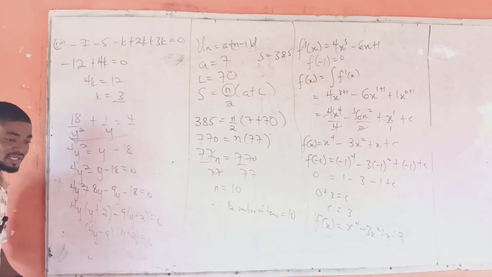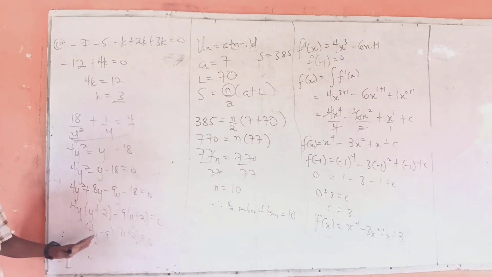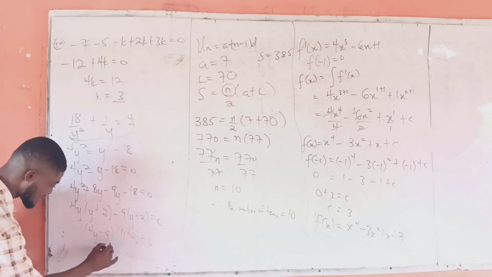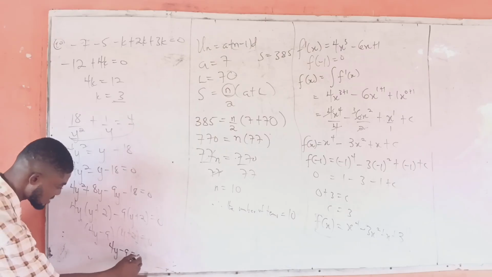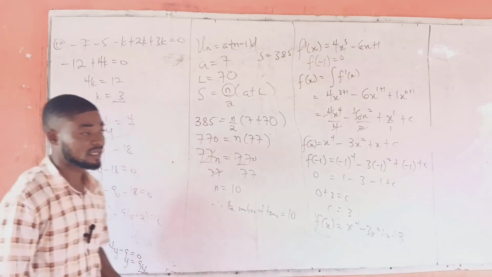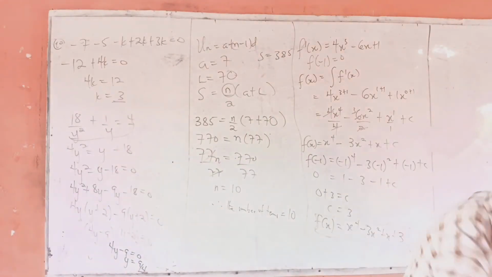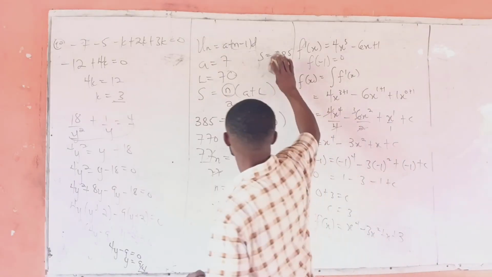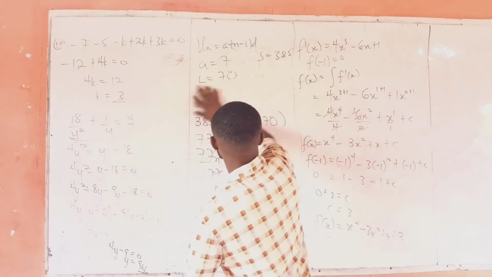Since the question asks us to find the positive value of y, we will not take this side, we just take the other side, which means that 4y minus 9 is equal to 0, y is equal to 9 over 4. Because we are looking for the positive value, so we go for the other side. I'm cleaning this part.